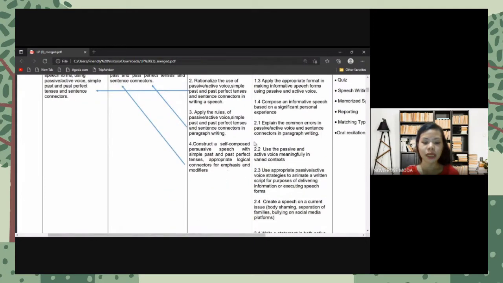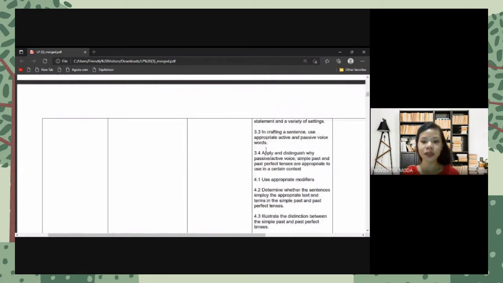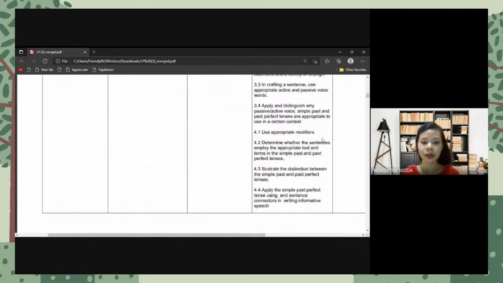So, the last MELC, we have construct a self-composed persuasive speech with simple past and past perfect tense, appropriate logical connectors for emphasis and modifiers. So we have here four sub-competencies. So number one, use appropriate modifiers.